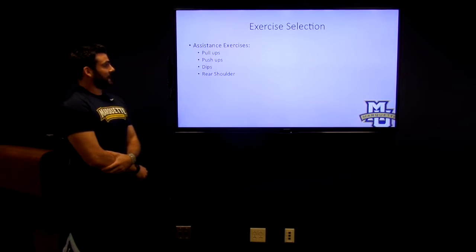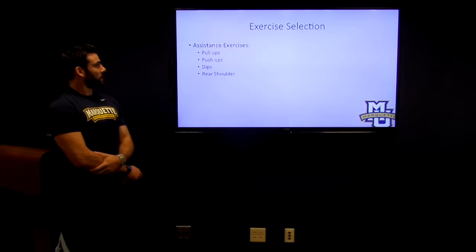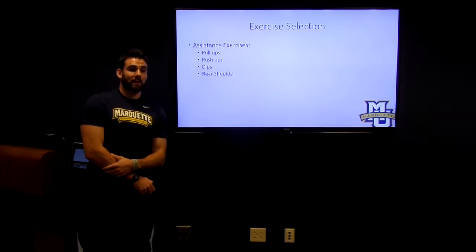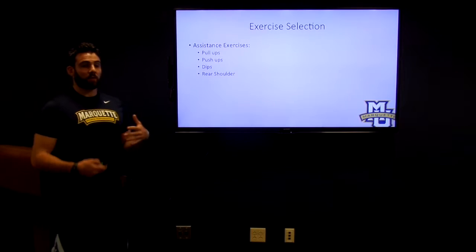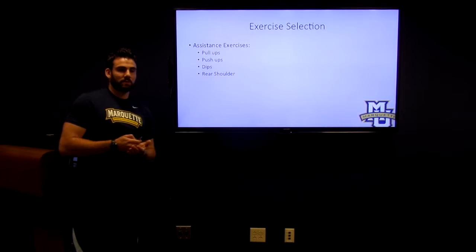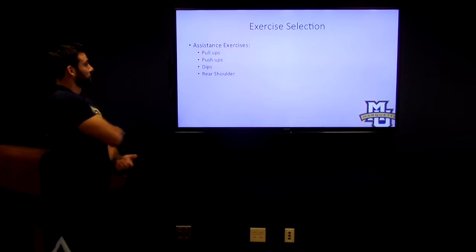The assistance exercises had a lot of body weight exercises as well as rear shoulder. Main thing here is I wanted to train my athlete like a gymnast. I wanted to make sure that he had a really strong core and he was really comfortable with using his body in a lot of different planes of motion, such as sagittal, frontal, and transverse, which are all found in canoe slalom.